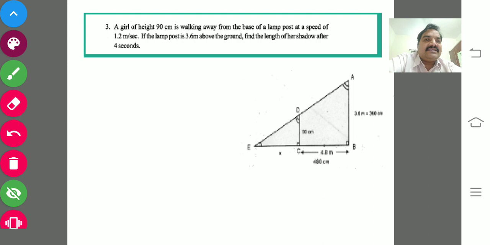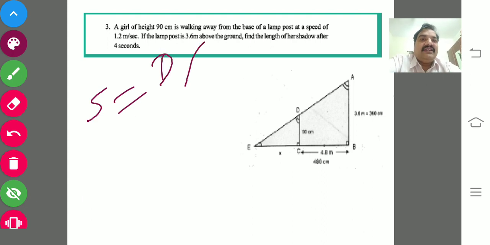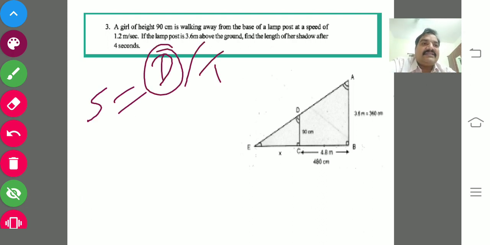How much distance has she traveled from B to C? How will you go? The girl's speed is given as 1.2 meters per second. You know that speed equals distance by time. Now we need the distance, because we are going to find out how much distance she has traveled from B to C.